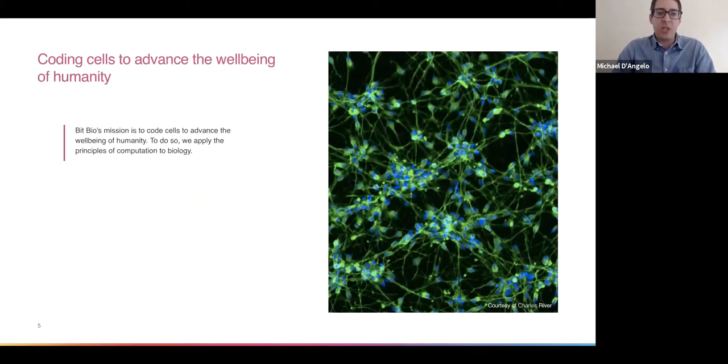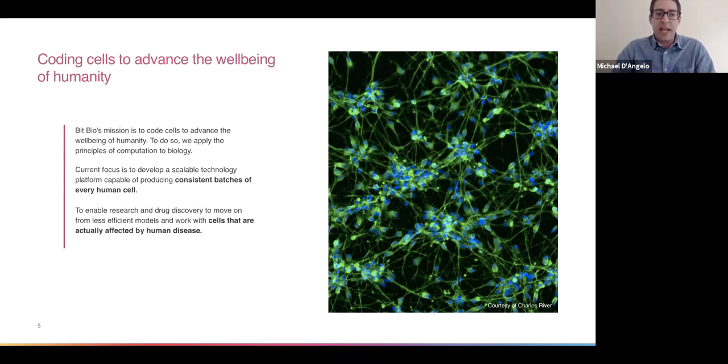So what are we all about at BitBio? BitBio's mission is to code cells to advance the well-being of humanity, and to do so, we apply the principles of computation to biology. Our current focus is to develop a scalable technology platform capable of producing consistent batches of every human cell type, and to enable research and drug discovery to move on from less efficient models and work with the cells that are actually affected by human disease. And a scalable platform of consistent cells will also be the basis for a new generation of cell and tissue therapies.